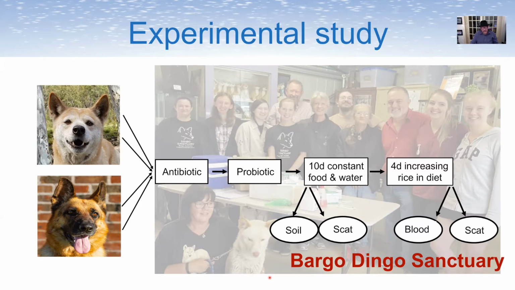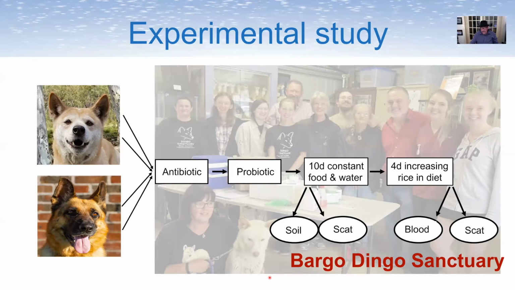With constant microbial diversity, we then fed them for 10 days with a constant food and constant water. We then fed them for 4 days with increasing rice in the diet. This was aimed to stress amylase and to see whether there was going to be an increase in the response of amylase. At the beginning of the study, we also took soil and scat. We did not see any differences in the microbial communities in the soil or the scat at the beginning of the study. So this was quite a large study.